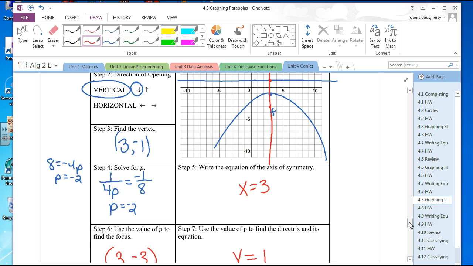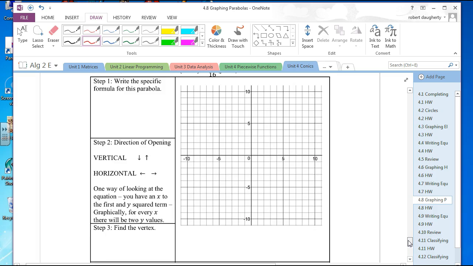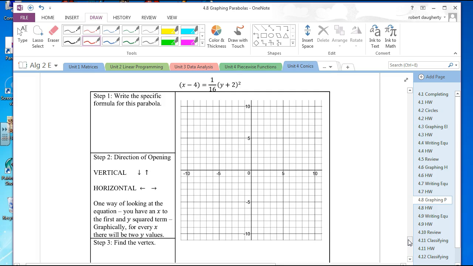Okay. So pretty straightforward. But like I said, you got to be solid with the formulas. Which ones open up and down, which ones open left and right, how to tell if it's up or down, left and right, and which formula to use. So I think once you get that part, it pretty much starts to follow.